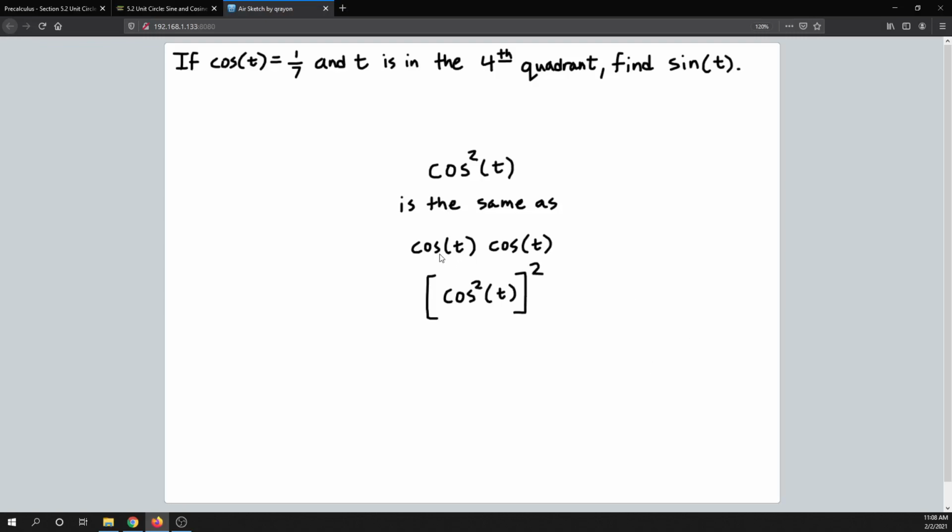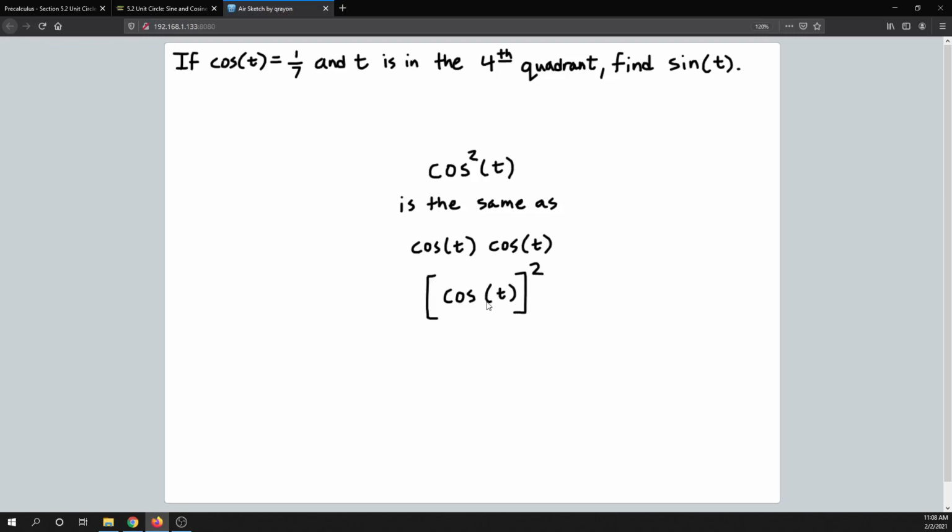When you take an expression and multiply it by itself, it's the same as squaring it. Oops, sorry, I wrote an extra 2. This 2 shouldn't be in there. So cosine t times cosine t is the same as cosine of t quantity squared. One issue with this notation is that it takes an extra set of parentheses.